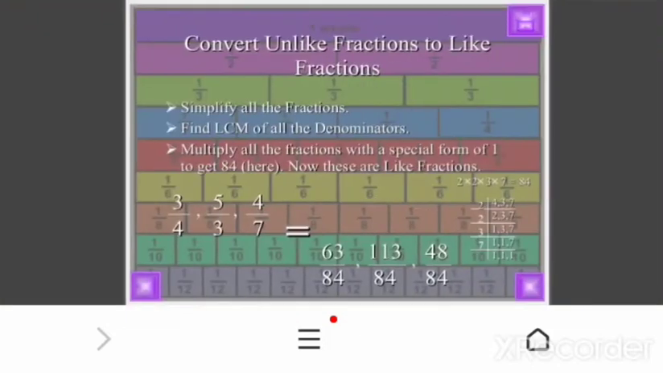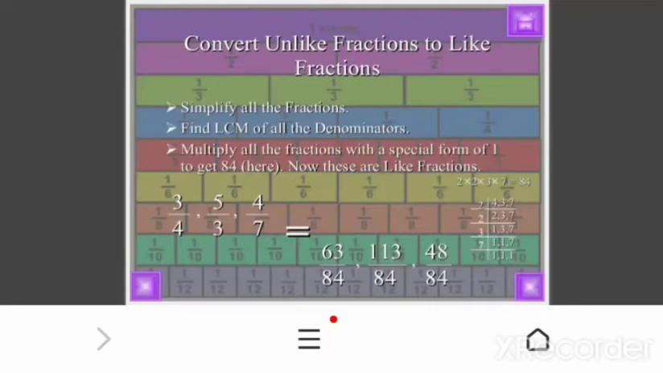Now children, next one is how to convert unlike fractions to like fractions. Simplify all the fractions. Next, find the LCM of all the denominators. After that, multiply all the fractions with a special form of 1 to get 84. Like for example here.